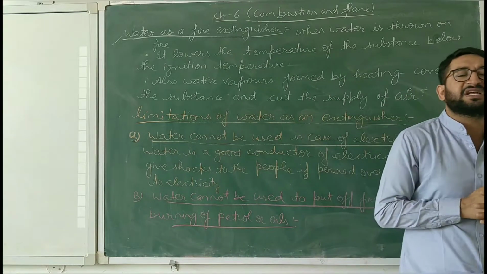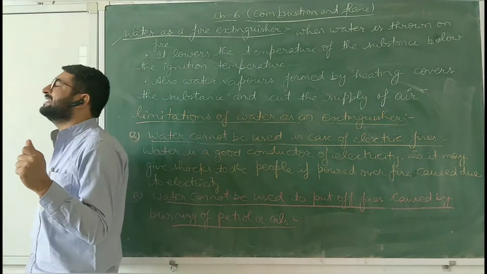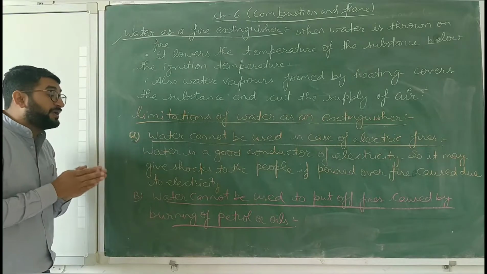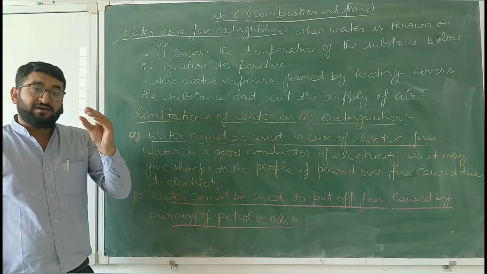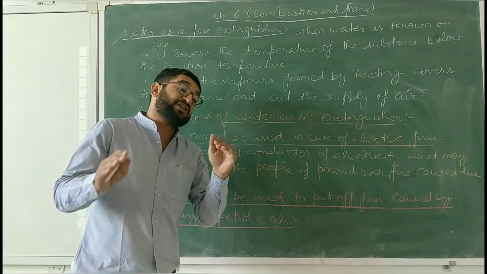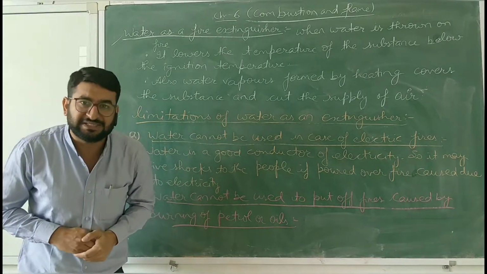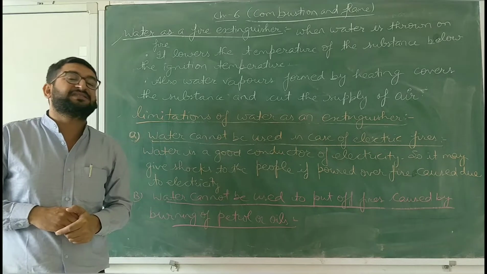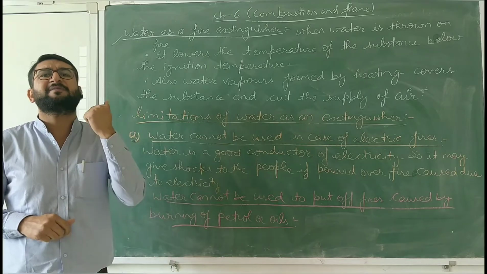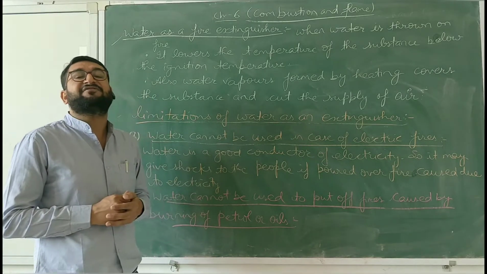When we pour water on a substance, the water will wet it, it becomes wet, and its temperature will decrease. That lowering of temperature will not allow that substance to reach its ignition temperature. If the temperature is lower, the ignition temperature will not be achieved, and the substance does not catch fire. So that's how water helps as a fire extinguisher.